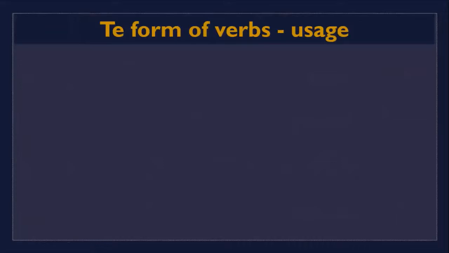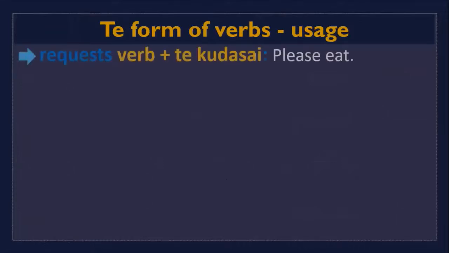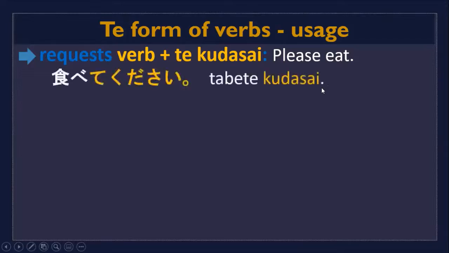Where are all these te forms used? I have listed some of the important ones. For example, when you make a request, like please eat this or please come in, verb plus te, and then you use kudasai. Kudasai means it's like please. For example, please eat is 食べてください, tabete kudasai. This is how we use it.